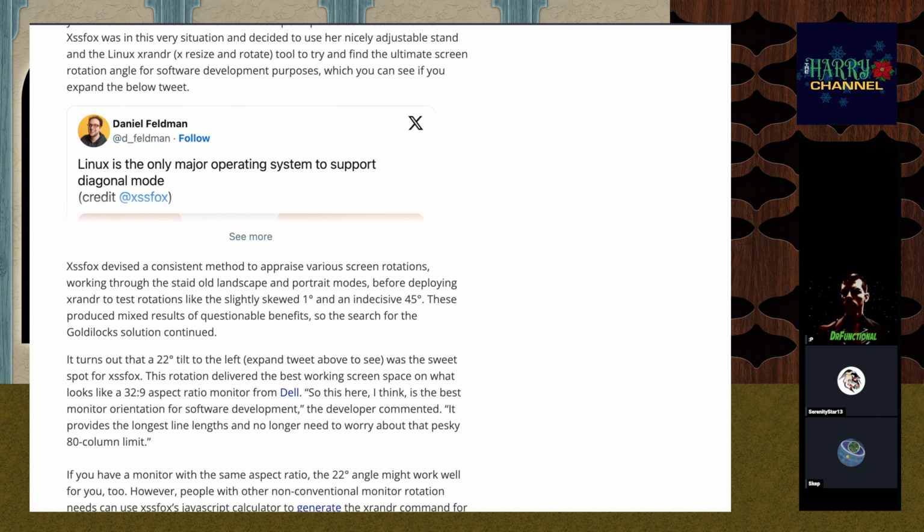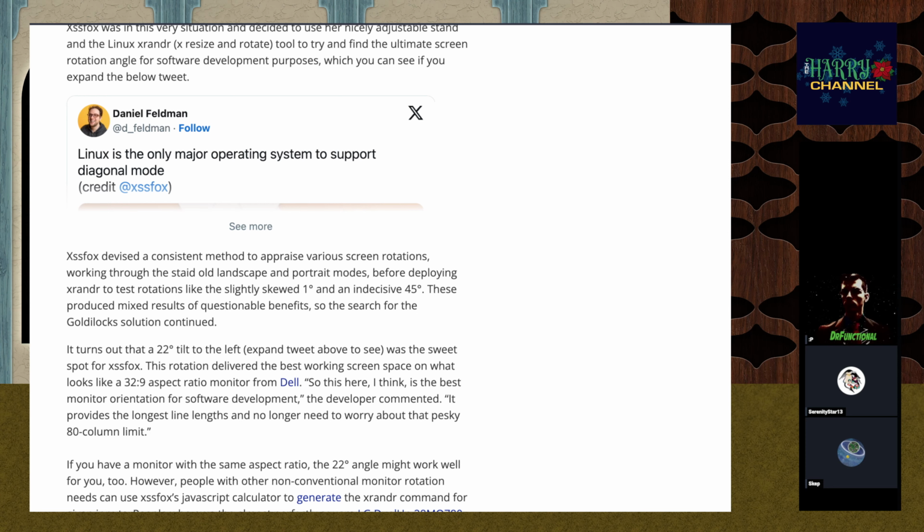It turns out that a 22-degree tilt to the left was the sweet spot for Shemp. This rotation delivered the best working screen space on what looks like a 32:9 aspect ratio monitor from Dell. So this here, I think, is the best monitor orientation for software development. It provides the longest line lengths and no longer need to worry about that pesky 80-column limit.